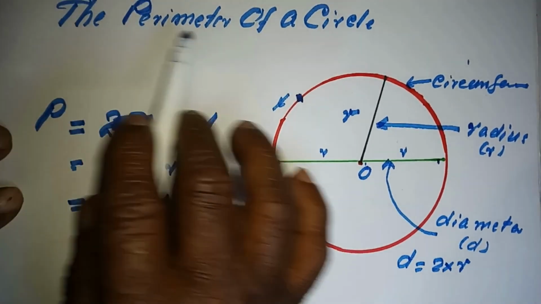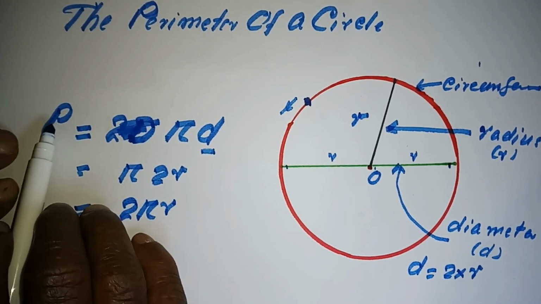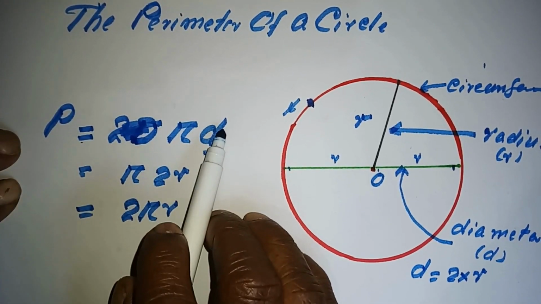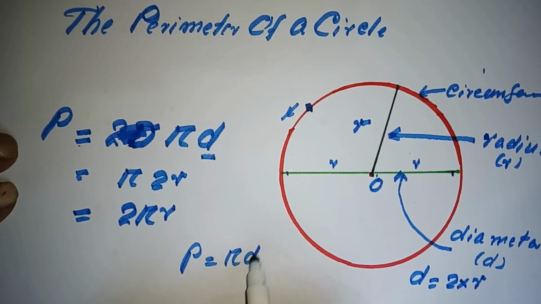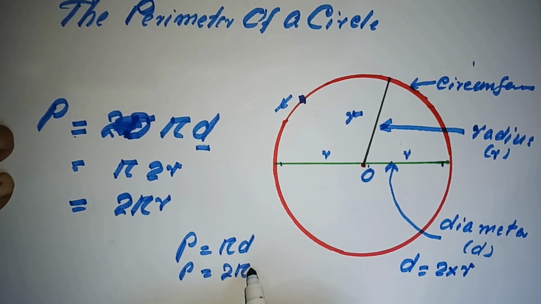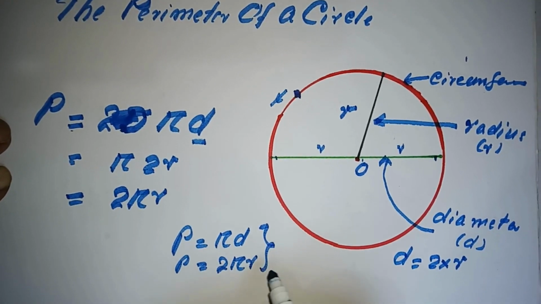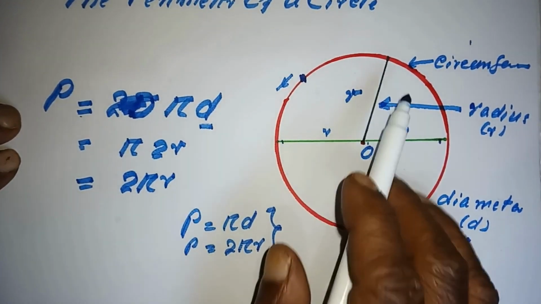So the perimeter of the circle you can take as P, that is equal to pi d. P is equal to pi d, or P is equal to 2 pi r. These two formulas you can use to find the perimeter of a circle.